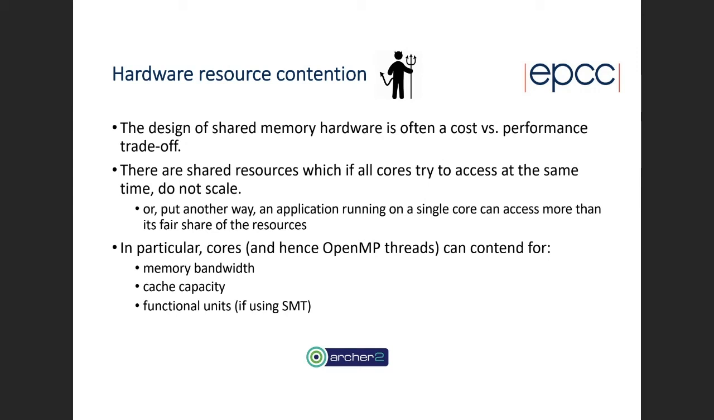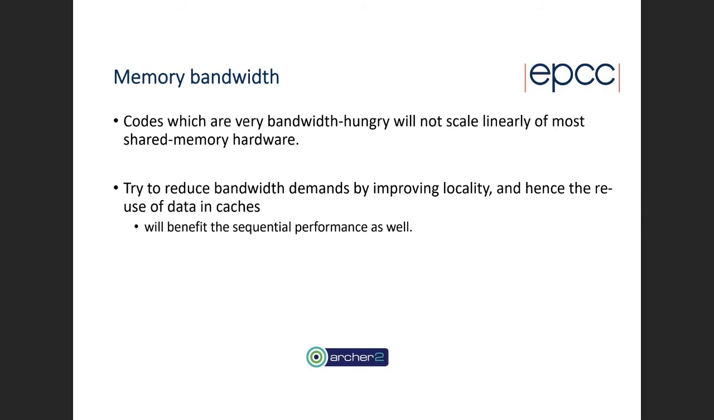Sometimes they will be running single-threaded, single-process applications, and those will benefit in performance if there's nothing else running on the chip. It's a good thing that the process can get access to more than one core's worth of level 3 cache or memory bandwidth, for example. This is particularly noticeable with memory bandwidth on the AMD ROMs. So cores, and therefore the OpenMP threads running on them, will contend for memory bandwidth. They can also contend for cache capacity, and potentially for the functional units if we're using hardware multi-threading. But memory bandwidth is often the big deal here.